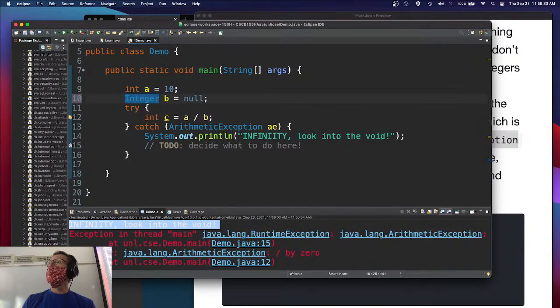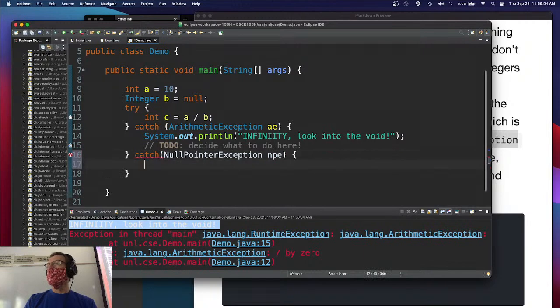In a very special way. What if I set it to null? Can you divide by null? Nope. But that's not dividing by 0 either, because 0 is not null and null is not 0. So what other kind of exception could occur? A null pointer exception.